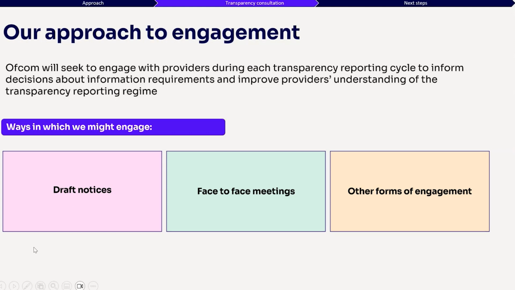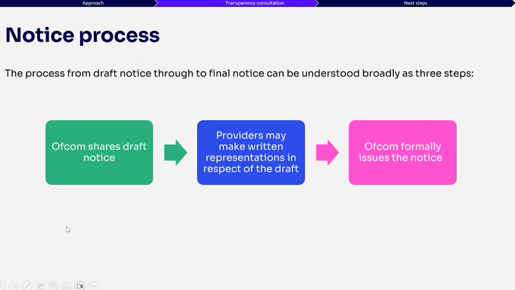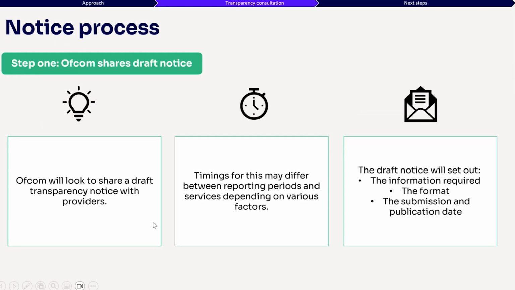Can we go to the next slide, please? So there are three main phases to our notice process. We have the draft notice phase, the representation phase, and the final notice. Once the final notice has been issued, providers must produce the information in their reports. And I'm going to break these down in more detail over the next few slides. Can we go to the next slide, please?